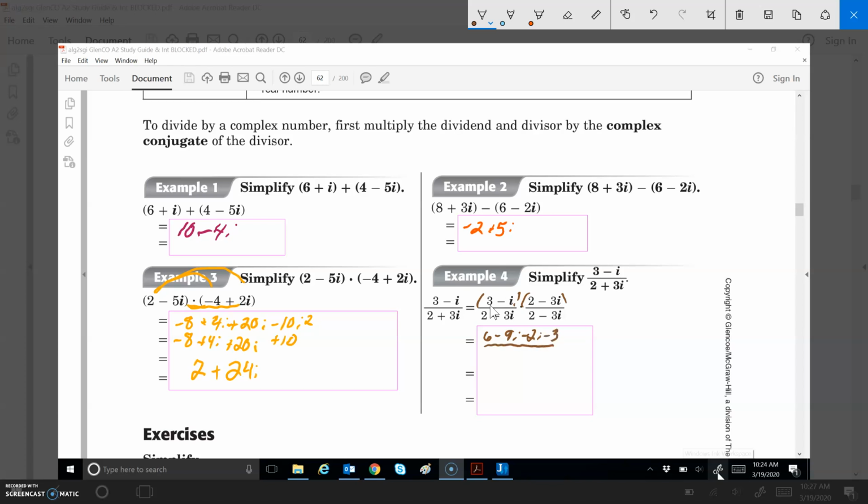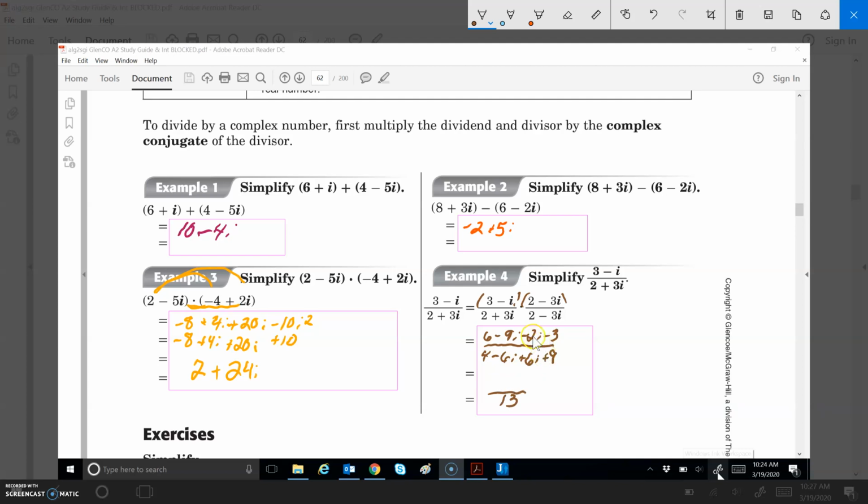Now the complex conjugate: 2 times 2 is 4. 2 times negative 3i is negative 6i. 3i times 2 is positive 6i. Positive 3i times negative 3i is negative 9i squared. Well, i squared is negative 1, so negative negative is positive 9. What happens to our middle here? Negative 6i plus 6i is gone. So we just have 4 plus 9, which is 13.